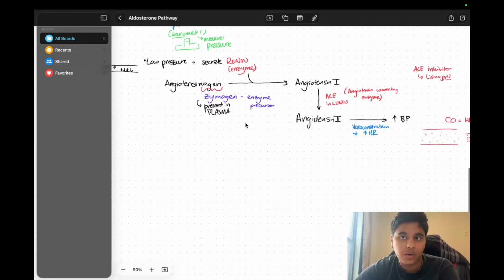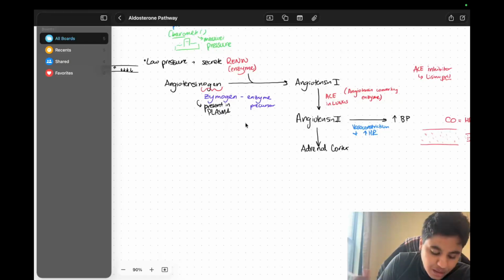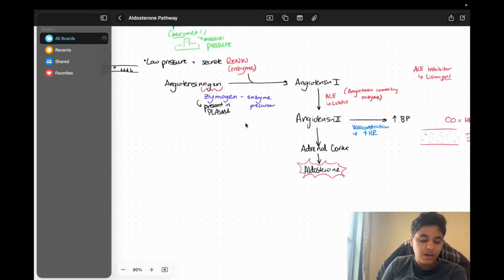But we're not done yet, right? Like I told you that this is the aldosterone pathway and we haven't gotten to aldosterone. So what happens next? Okay, so angiotensin 2 then stimulates the adrenal cortex. So we're finally getting to the cortical part of this, right? So it stimulates the adrenal cortex. And the adrenal cortex releases aldosterone. Right? It releases aldosterone. And what aldosterone does is the effects that we talked about over here.